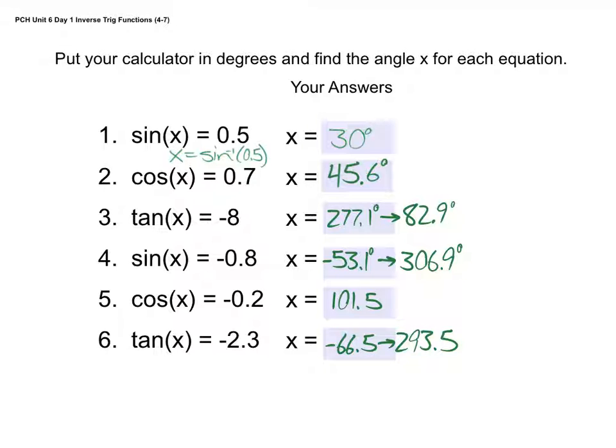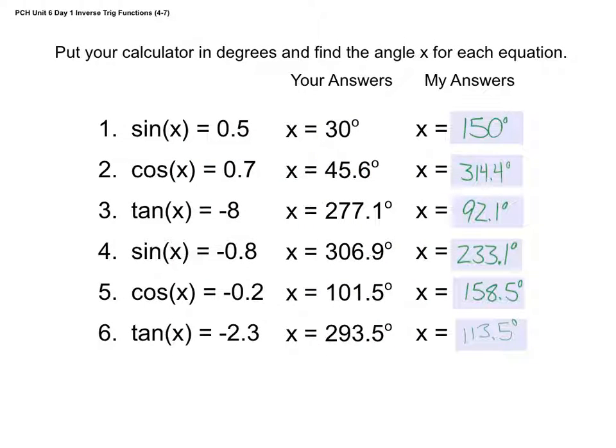Now, here's the thing though, okay? You guys were working on it, you got those. Here's what I got. Okay? This one's hard to see. 113. Oh, you did 180. If it's acute, you did 360. Because 30 plus 150 equals 180. 45.6 plus 314.4 equals 360. Same goes for 92.1.